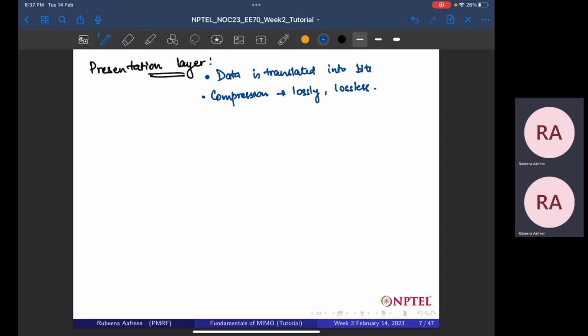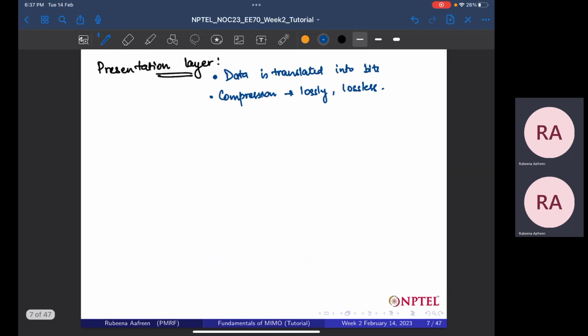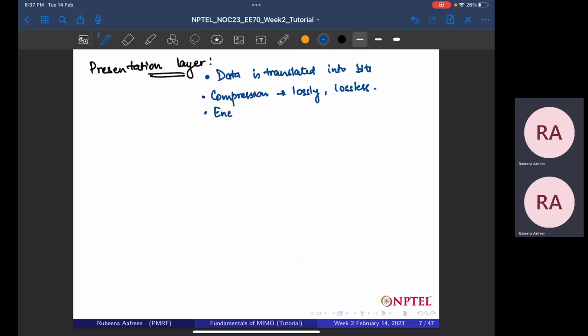So basically compression is done so that data transmission can be done faster. Compression will reduce the number of bits the data has, and then transmit. Then there is encryption. This also happens at the presentation layer. Encryption is done for data security. Compression is done for speed. So this is the function of the presentation layer.